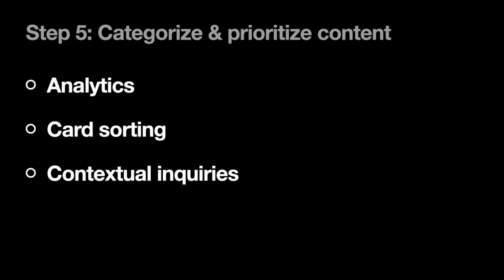Then you need to categorize and prioritize content. You need to decide what content should go on the website. Categorize content and group similar content together to create logical chunks. Tools like analytics, card sorting, and contextual inquiries will help you learn how to structure content.